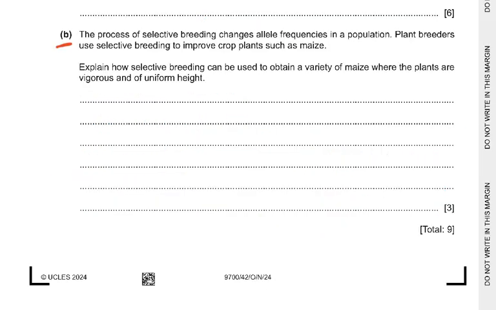Then coming to part B of the same question, the process of selective breeding changes allele frequency in a population. Plant breeders use selective breeding to improve crop plants such as maize. Explain how selective breeding can be used to obtain a variety of maize where the plants are vigorous and of uniform height. Now, inbreeding results in a lot of homozygous plants and there's an increase in homozygosity.